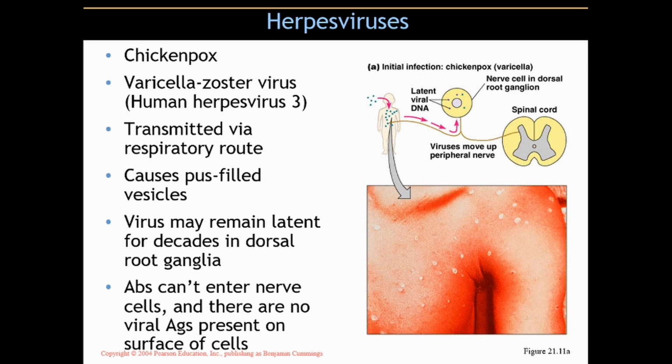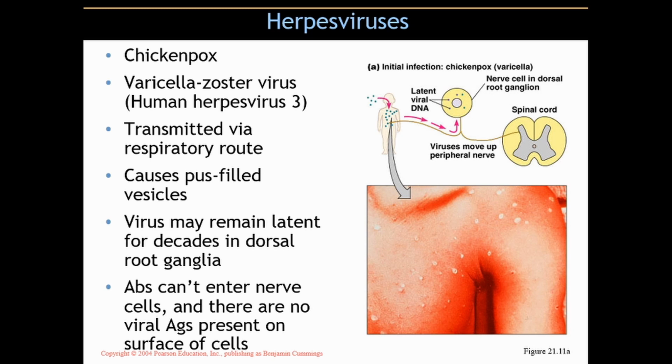But it remains latent in the dorsal root ganglia of the spinal cord. And then the vesicles will present on a smaller region of the skin. Chickenpox appears over a larger region, and shingles appears in a smaller region. Why can they stay there latent? Because antibodies can't enter the nerve cells. There are no viral antigens present on the surface of the cells, so the HHV3, the varicella zoster virus, is hanging out there undetected by the immune system.